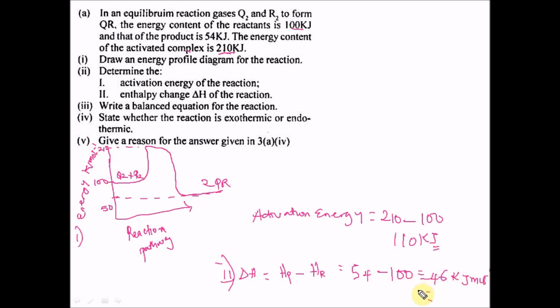So it has a negative delta H value. Minus 46 kilojoule per mole. So that is part I and II. Okay, to write a balanced equation, let's move to the next slide.